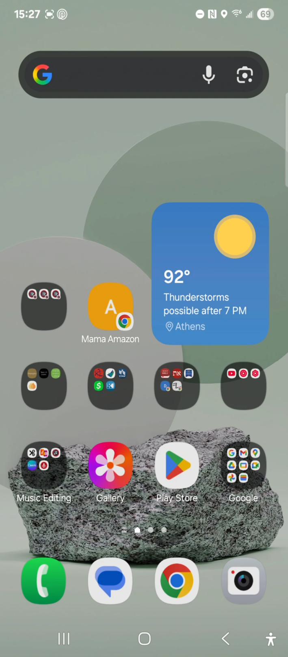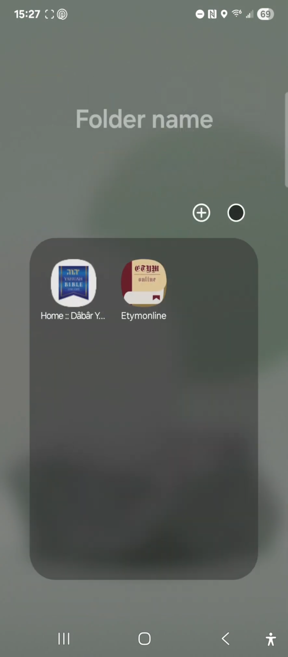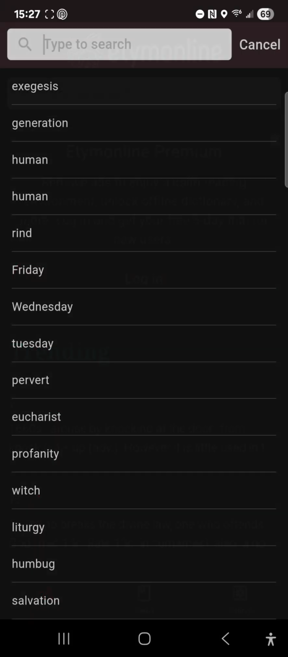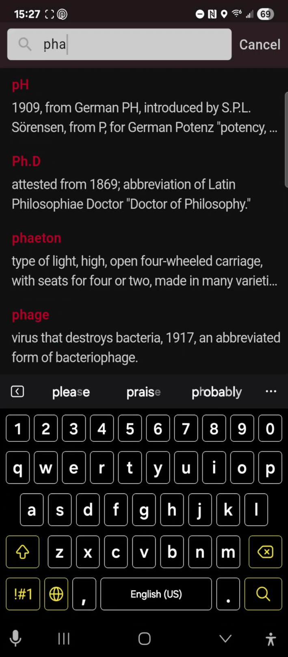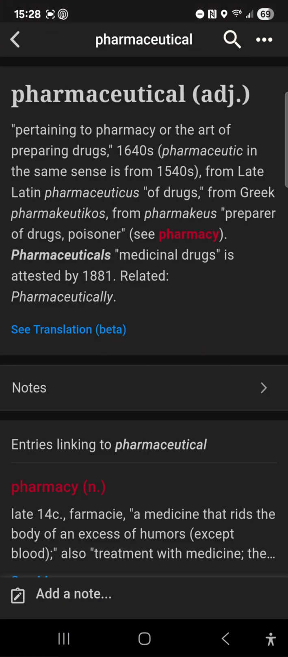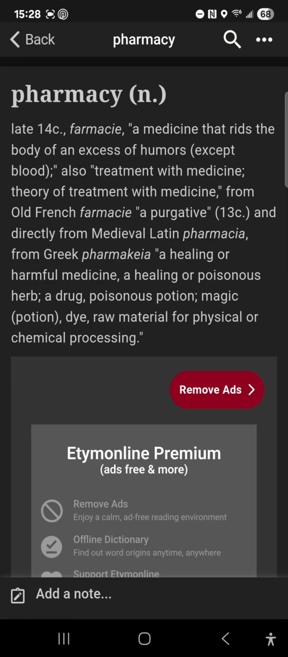Actually, let's see. So I have this thing, etymonline. I always pronounce it wrong. Right here. It allows you to see the etymology of a word. So I'm going to look up pharmaceutical. Actually, you know what? I want to go down here to pharmacy. I want to do that first.